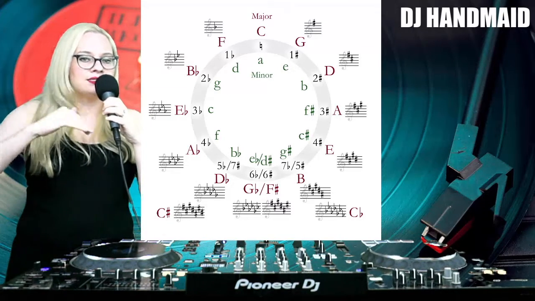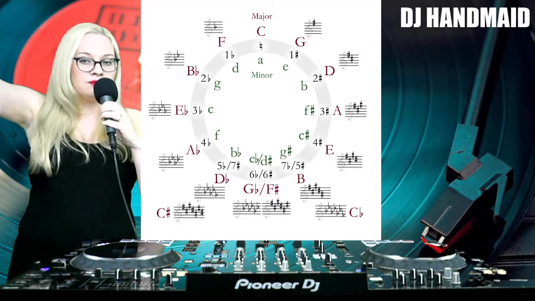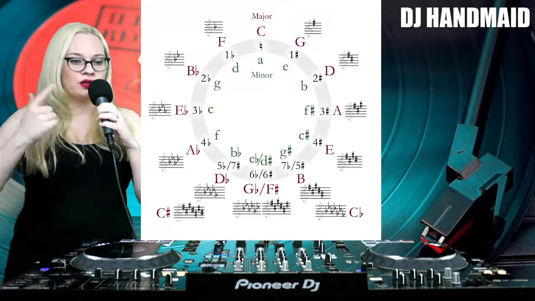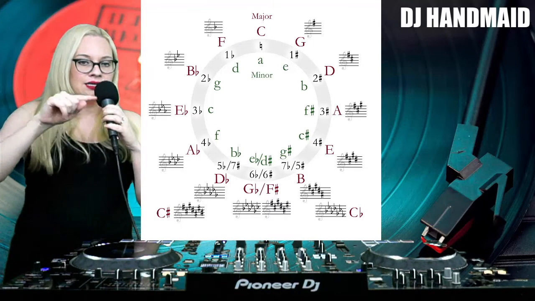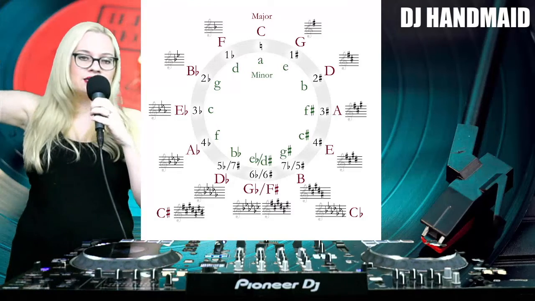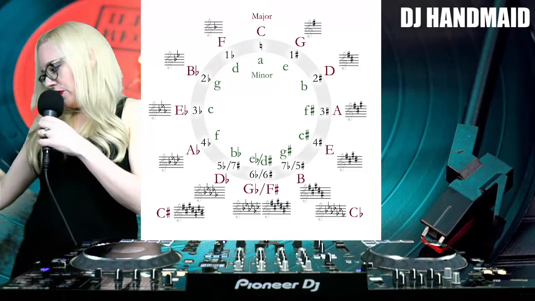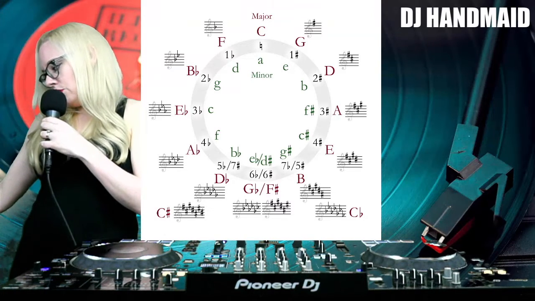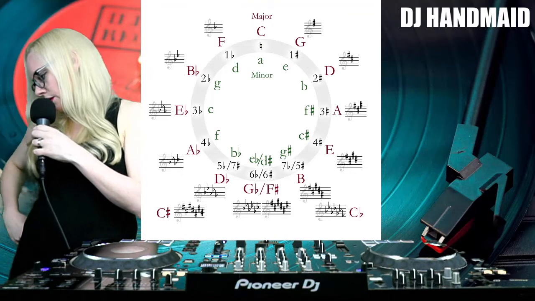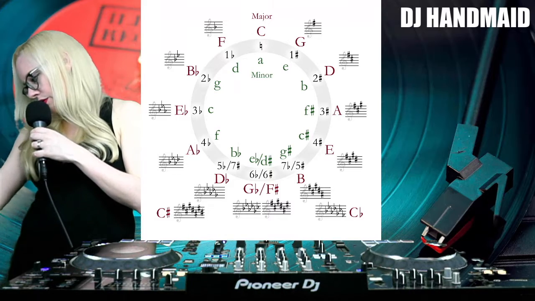So we have C, D, E, F, G, A, B. We don't go past G. We don't have H, right? And then it starts over again. So you have C, D, E, F, G, A, B, C. And that gives you a C major scale. So on this circle of fifths, you can figure out every single scale, basically. And it tells you how many sharps are in each one, and it goes around the whole thing.